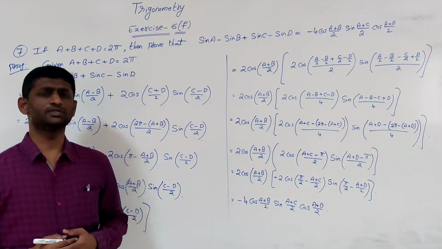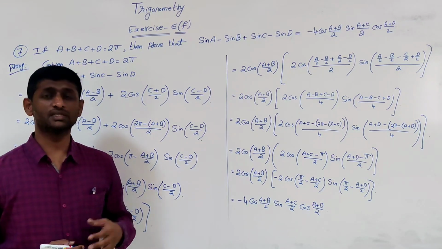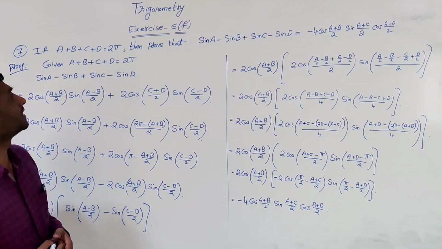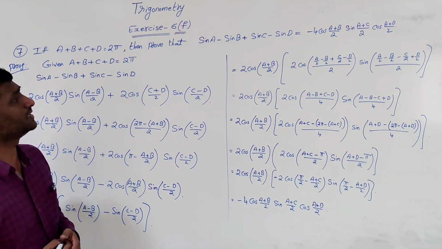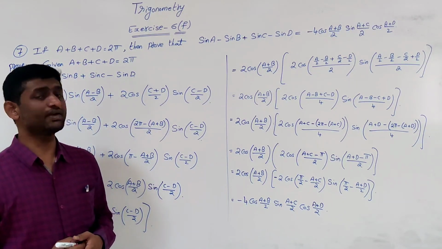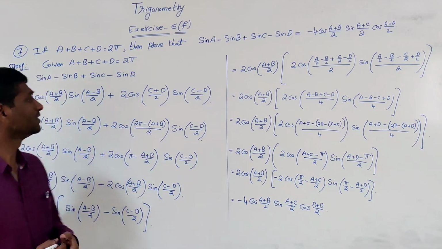So the next problem is, if A plus B plus C plus D is equal to 2 pi, means the sum of the four angles is 360 degrees, then prove that sin A minus sin B plus sin C minus sin D is equal to minus 4 cos of (A plus B)/2 sin of (A plus C)/2 cos of (A plus D)/2. So we will see the proof.